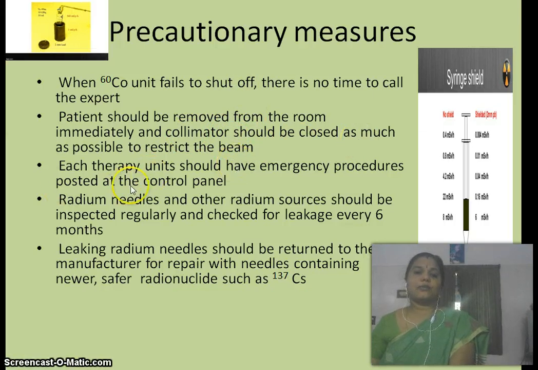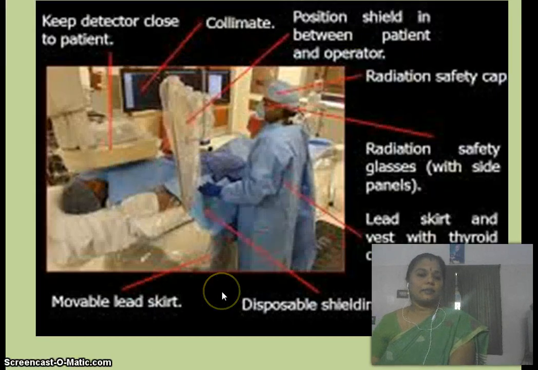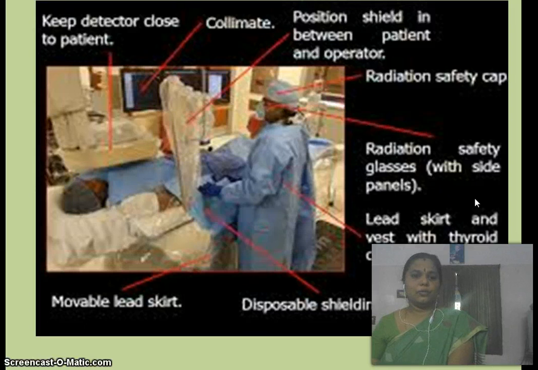Each therapy unit should have emergency procedures posted at the control panel. Radium needles and other radium sources should be inspected regularly, monitored, and checked for leakage every 6 months. Leaking radium needles should be returned to the manufacturer for repair, and especially they should be replaced with a newer, safer radionuclide such as cesium-137.